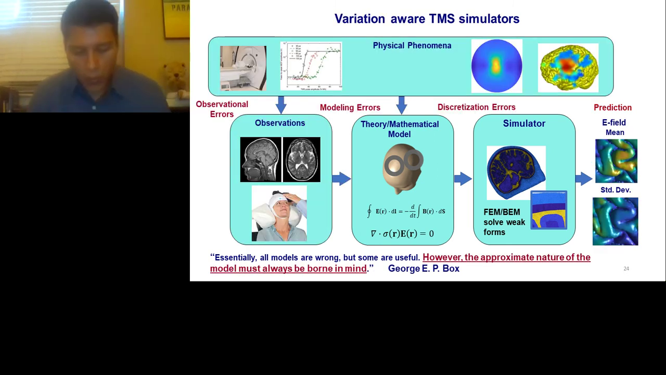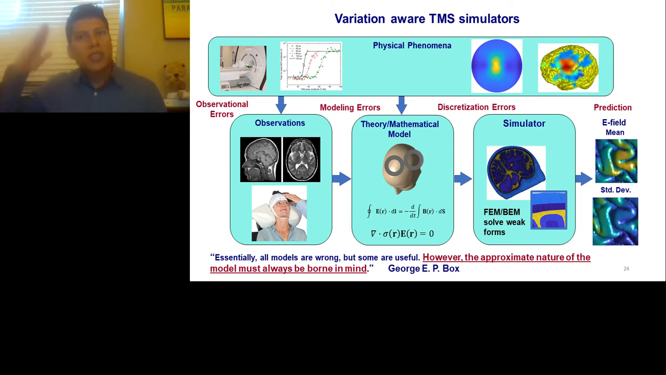Here's what we're working towards. The goal is to make variation-aware solvers that take into account all of these contingencies and produce not only predictions, but also confidence intervals. So what are the sources of inherent uncertainties or possible errors? There are observational errors. For example, imaging data has movement artifacts or partial volume effects, meaning that multiple tissues can reside in a single voxel. As a result, the output images are a corrupted representation of the subject.